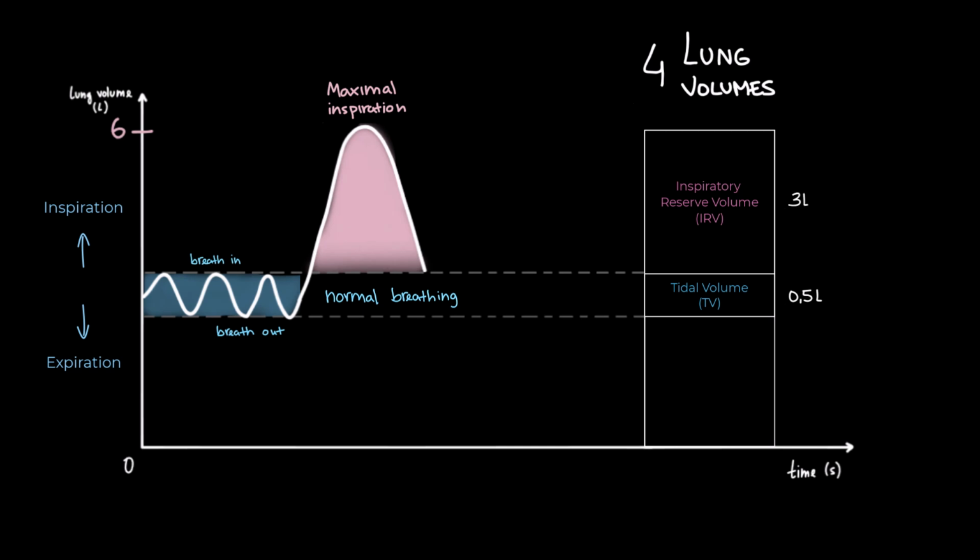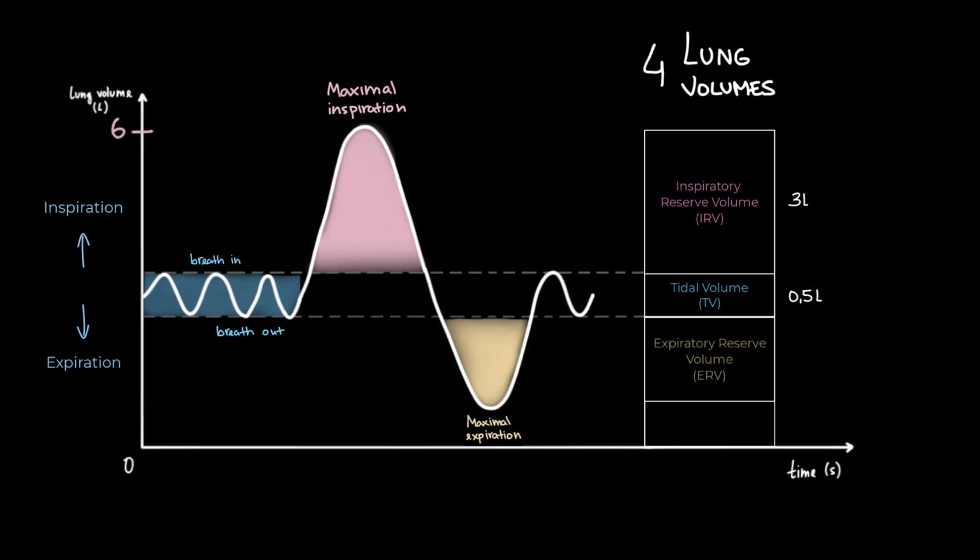Now imagine you've just finished a normal breath, but then you keep going and breathe out even more air. That extra air you push out after a normal exhale is called the expiratory reserve volume, or ERV. In most adults, it's around 1.1 liters.